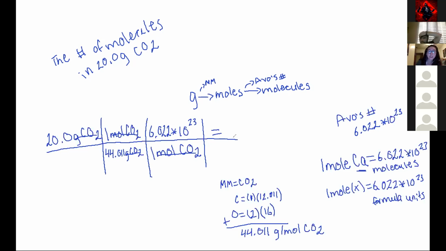And that should give us the amount of molecules that are present in 20.0 grams of CO2. So we would just multiply 20.0 times Avogadro's number and then divide by your molar mass. I got 2.74 times 10 to the 23. That's also what I got. Awesome. All right, and then we just want to make sure that we label it correctly, right? Molecules of CO2.